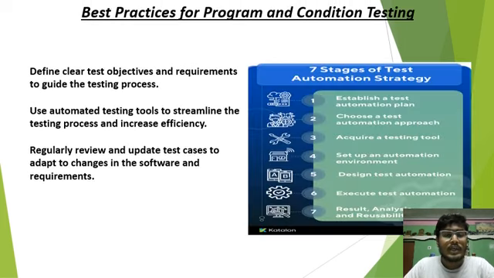Next is best practices for program and condition testing. Define clear test objectives and requirements to guide the testing process. Use automated testing tools to streamline the testing process and increase efficiency. Regularly review and update test cases to adapt to changes in the software and requirements.